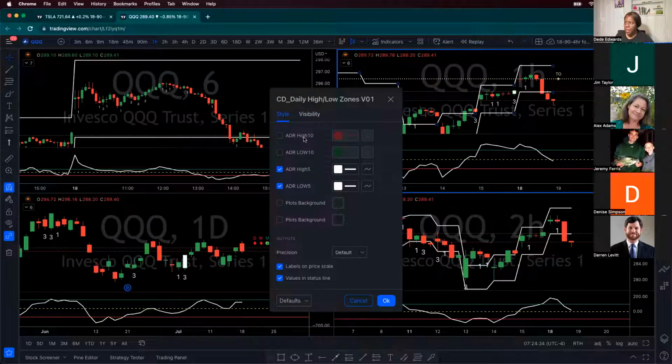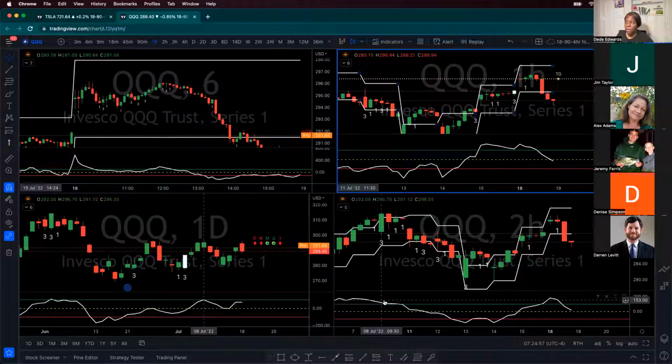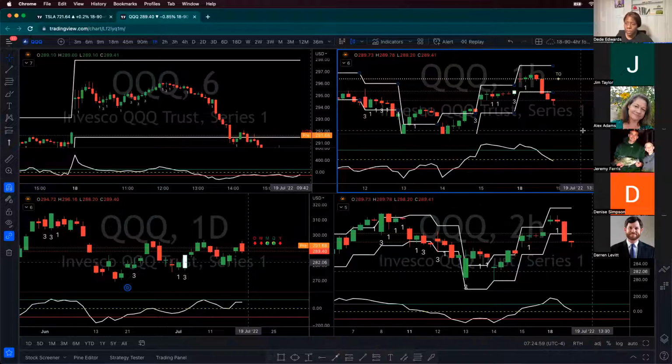He has an ADR high 10, low 10. I think that's an average of 10 days. I use the 5. And of course, I don't use the plots in the background. He has potential plots where I think the market could go. They're dark, so you can't see them on my screen, but I don't use those. All I'm looking for is to trade reversals off the highs and the lows of the average daily range.